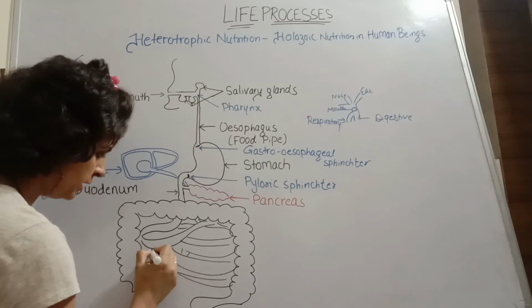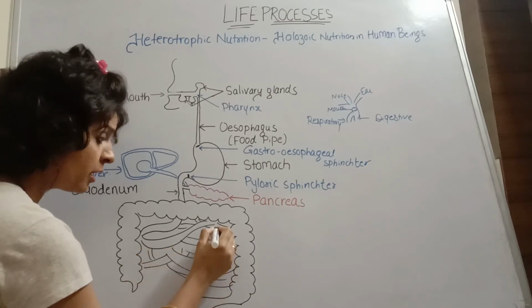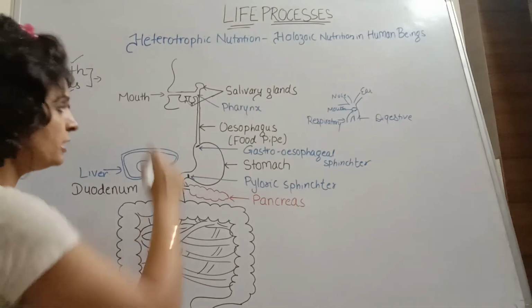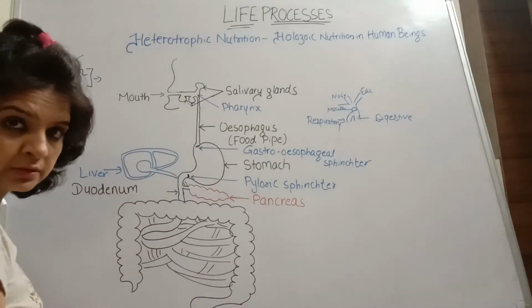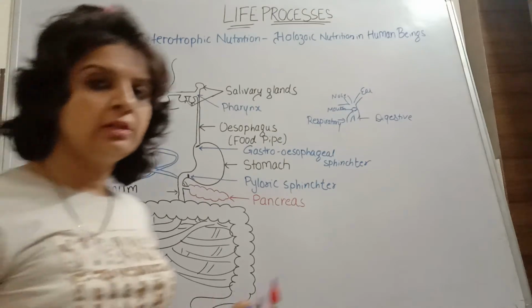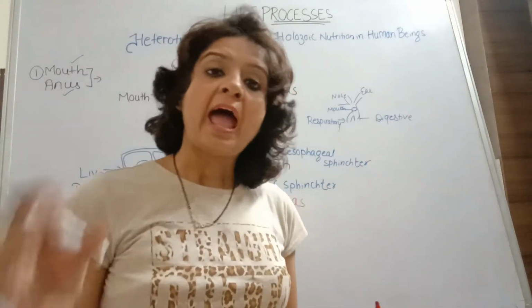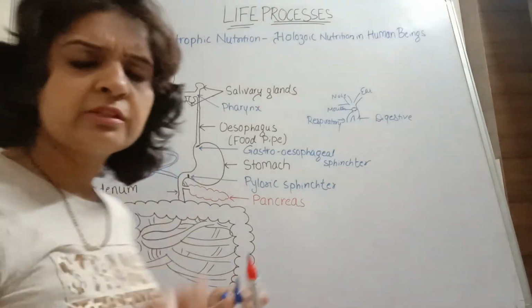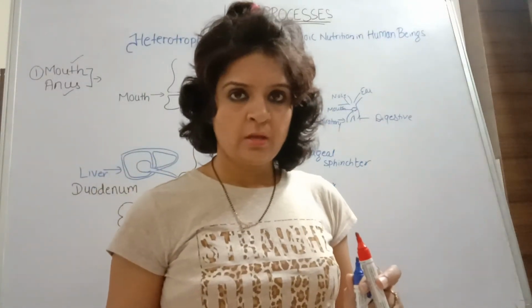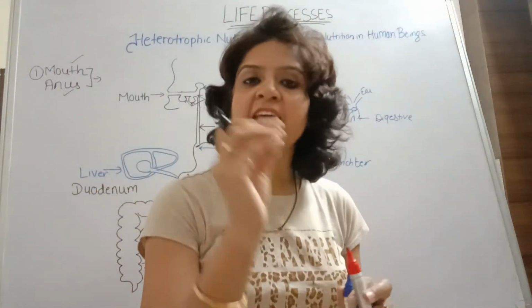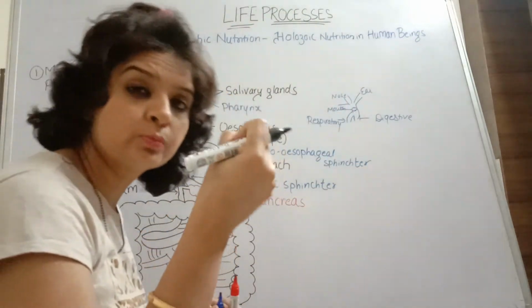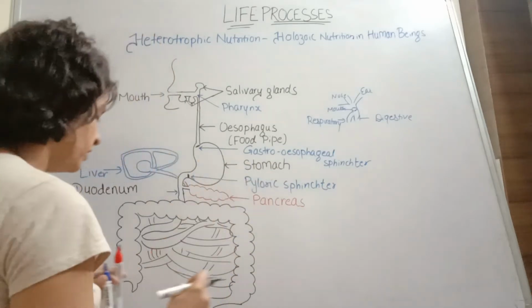You can see the various coils. It's around 6 meters in an adult. The total length of this digestive system in a human being is around 9 meters, and up to 6 meters it is small intestine. Then how come it's small intestine? It is all because the diameter of this particular intestine is small, and that is why it is small intestine.